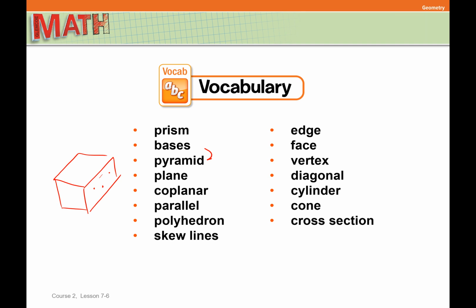Skew lines. Skew lines are lines that are not parallel and they do not cross. Okay, so let's say we take this line right here, that edge of this three-dimensional figure, and then you see that guy right there, this line right here. In reality, on that three-dimensional figure, those lines are not parallel and they will never cross. A face is obviously any plane of a three-dimensional figure. A vertex is a point on any three-dimensional figure. And then I think that's fairly good enough.